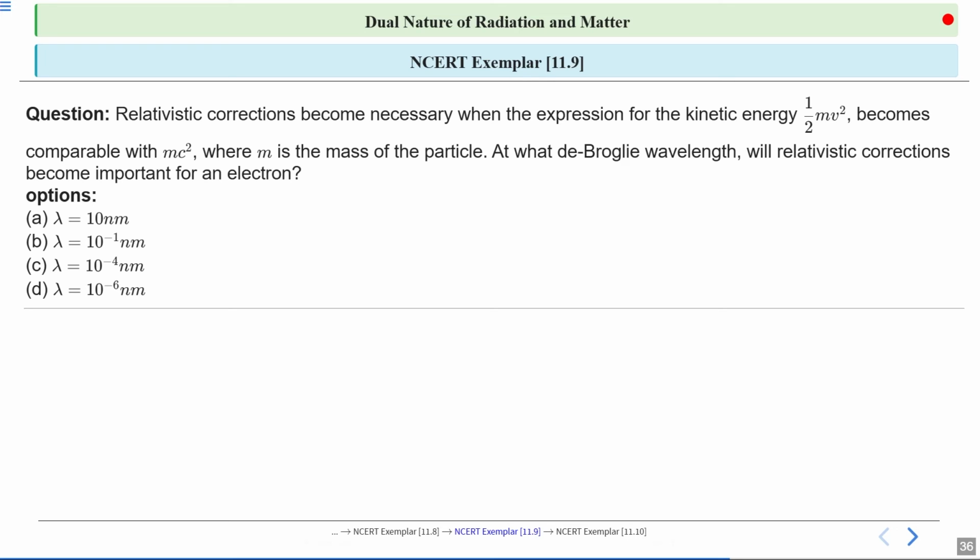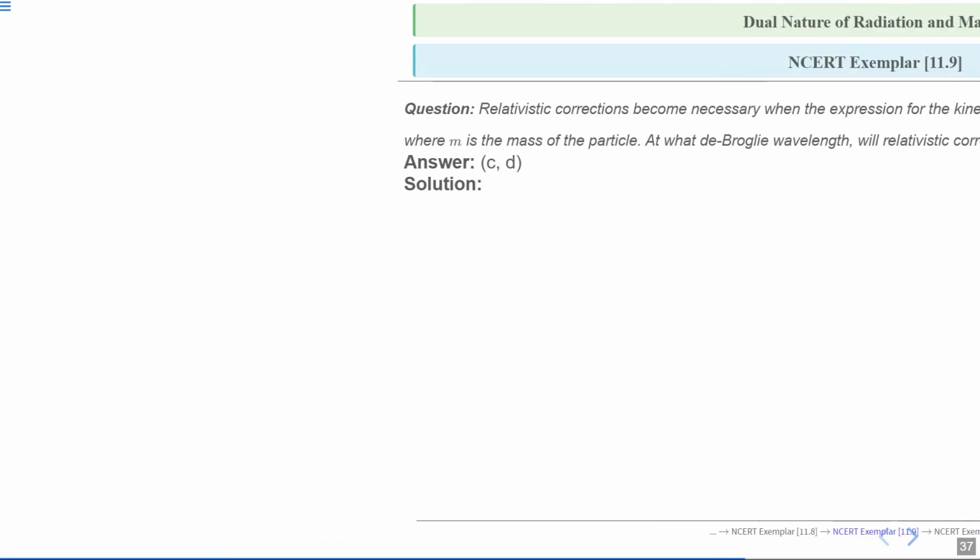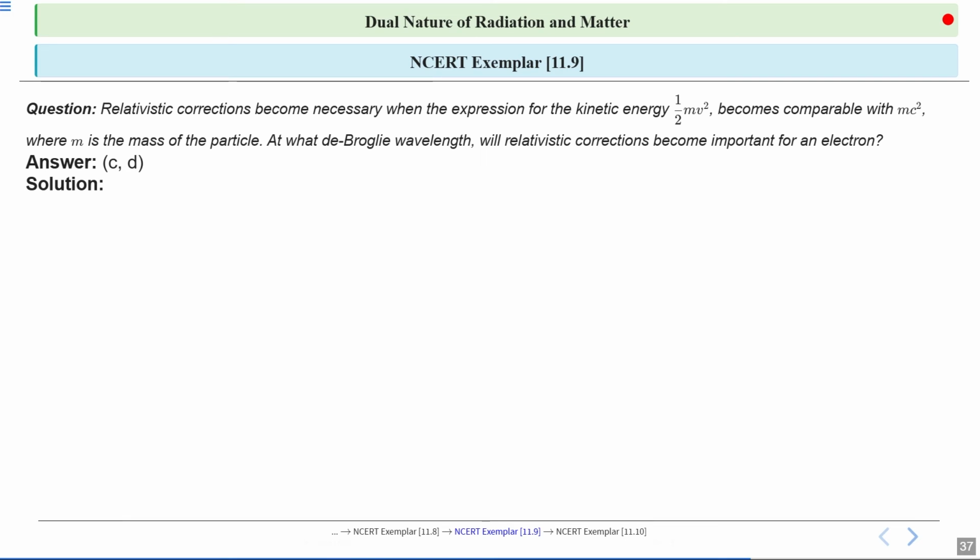Now let's examine NCERT example 11.9. The question says relativistic correction becomes necessary when the expression for kinetic energy, half mv square, becomes comparable with mc square, where m is the mass of the particle. At what de Broglie wavelength will relativistic correction become important for an electron? The options are lambda equal to 10 nanometer, lambda equal to 10 to the power minus 1 nanometer, lambda equal to 10 to the power minus 4 nanometer, lambda equal to 10 to the power minus 6 nanometers. So C and D options are correct.